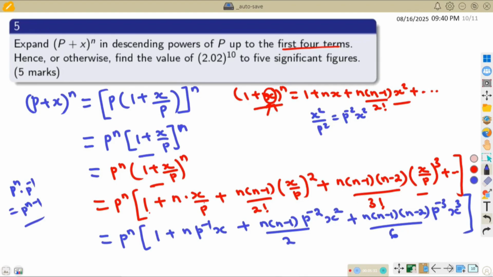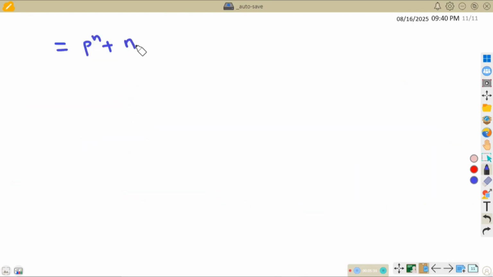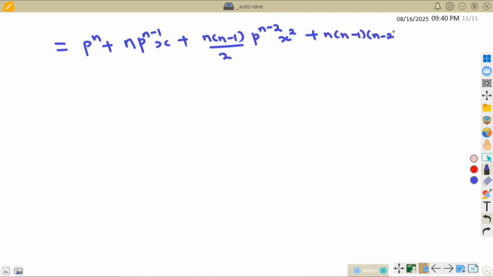So that is what we shall put there. So it means this will be n p to power n minus 1 of x plus n into n minus 1 divided by 2 p to power n minus 2 of x squared plus n into n minus 1 into n minus 2 divided by 6 p to power n minus 3 x to power 3. So this is the expansion of p plus x to the power of n. So that is what we shall get.